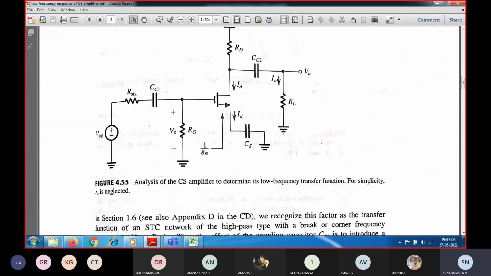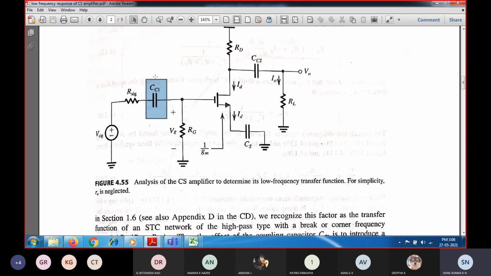So in this, as I told, you're going to have CC1, CC2 as well as CS, three external coupling capacitors. So for each of them we need to find out how it is going to affect the gain, by considering one at a time.